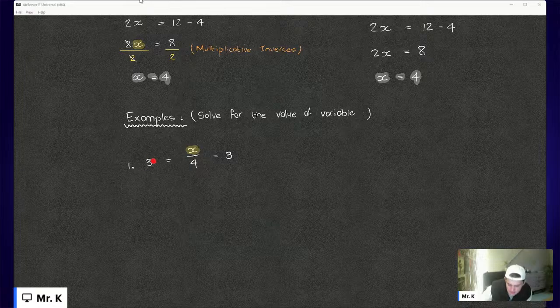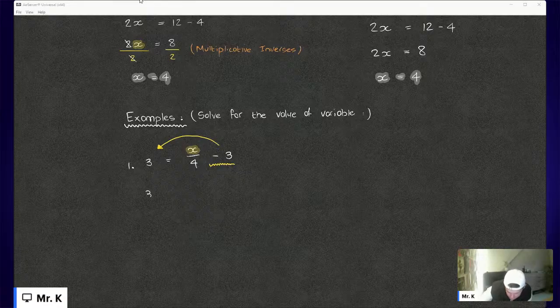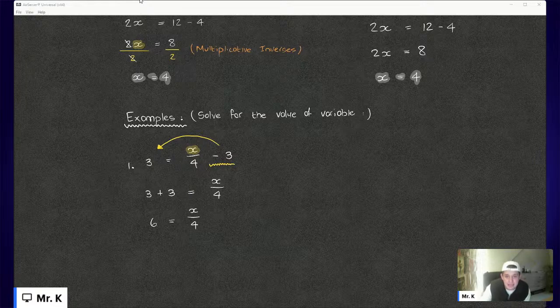I already have a constant on the left-hand side over here, so I'm going to want to move this minus 3 over to the left-hand side of the equation. When I move a minus 3 over to the other side, it becomes a plus 3. So on the left-hand side, we're going to have 3 plus 3 is equal to x over 4. We know that 3 plus 3 is equal to 6. And we can leave the right-hand side of the equation as is. Now, I'm trying to isolate my x over here, but what's making that a little bit tricky is the fact that it's being divided by 4.